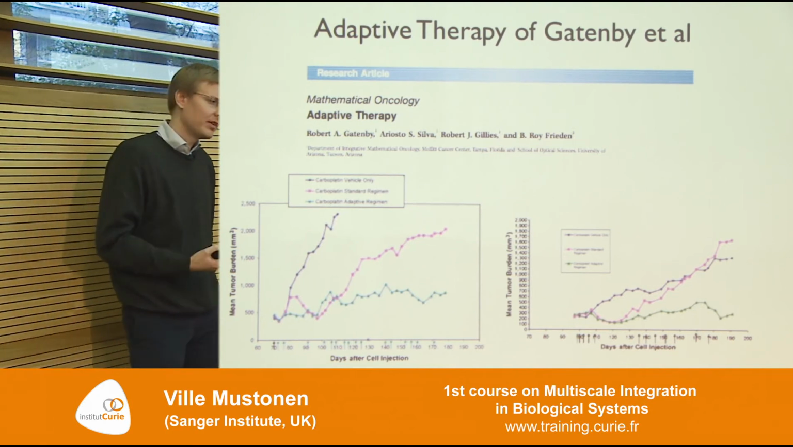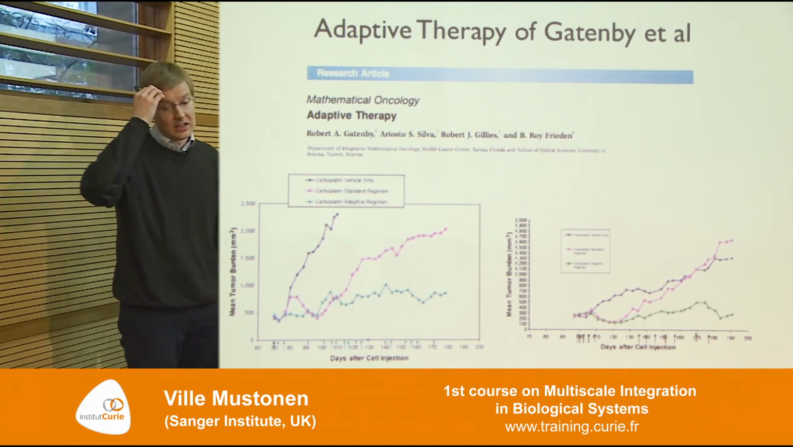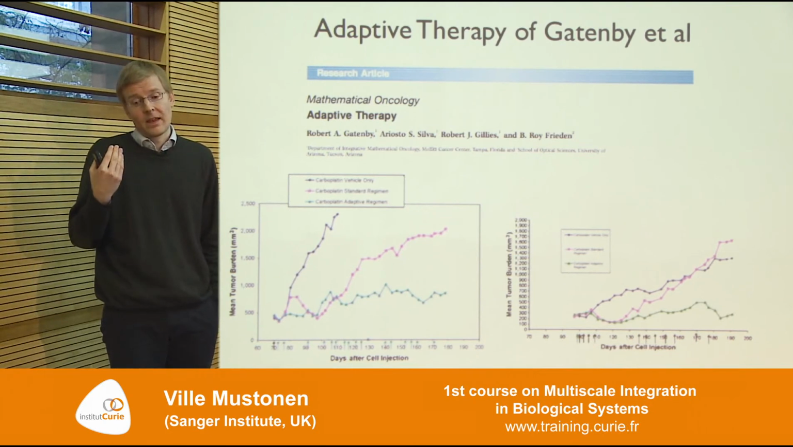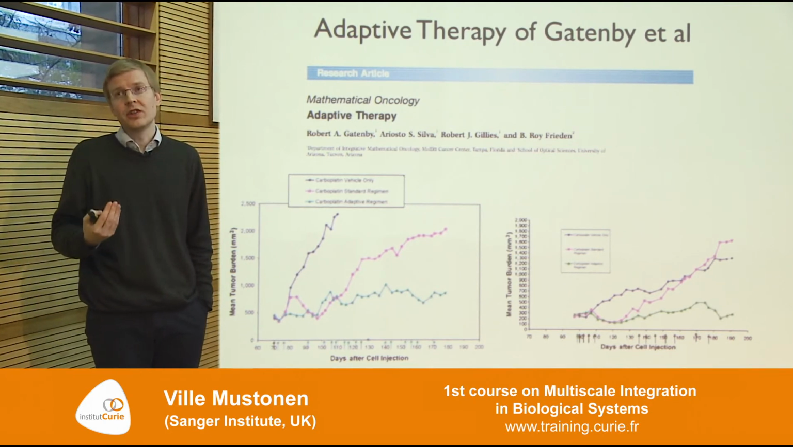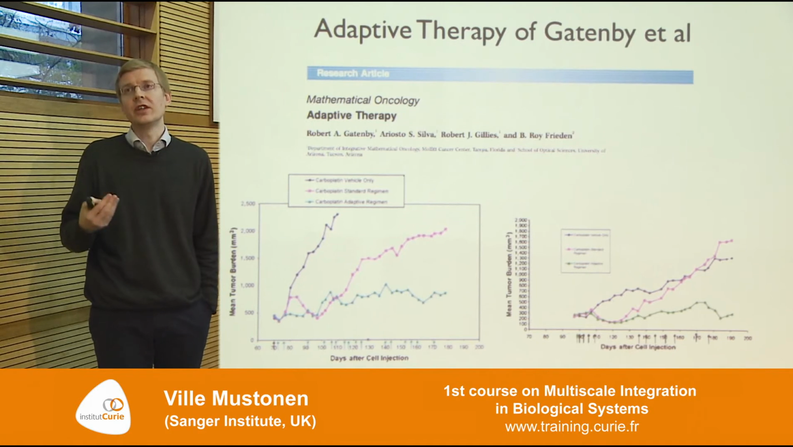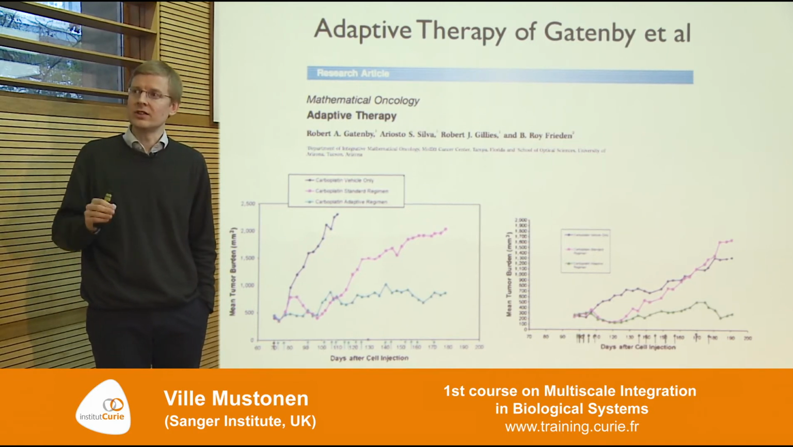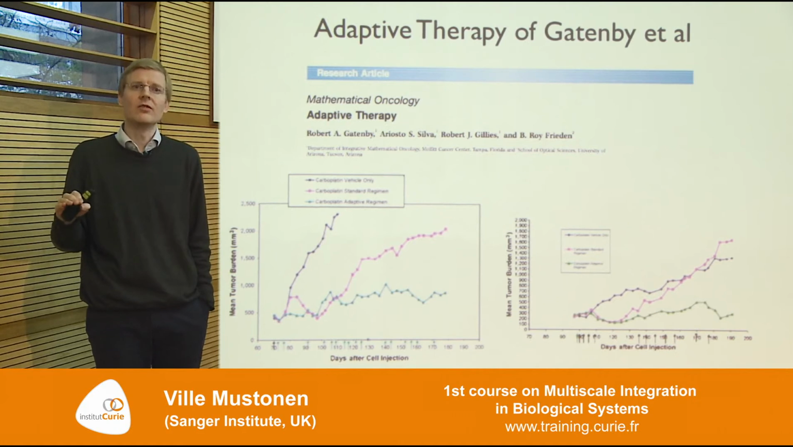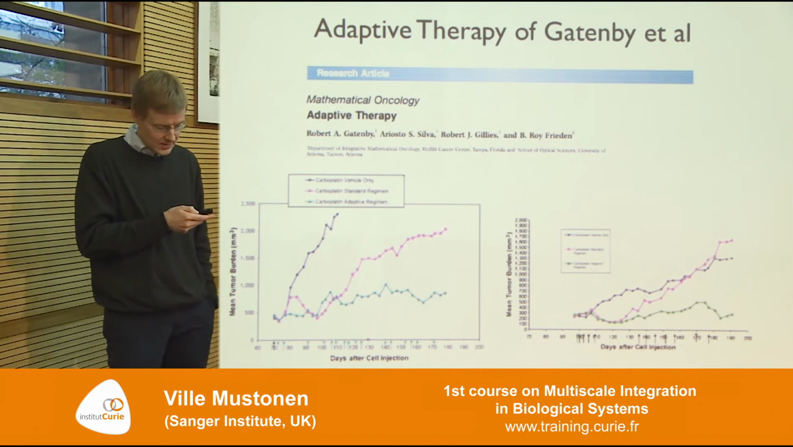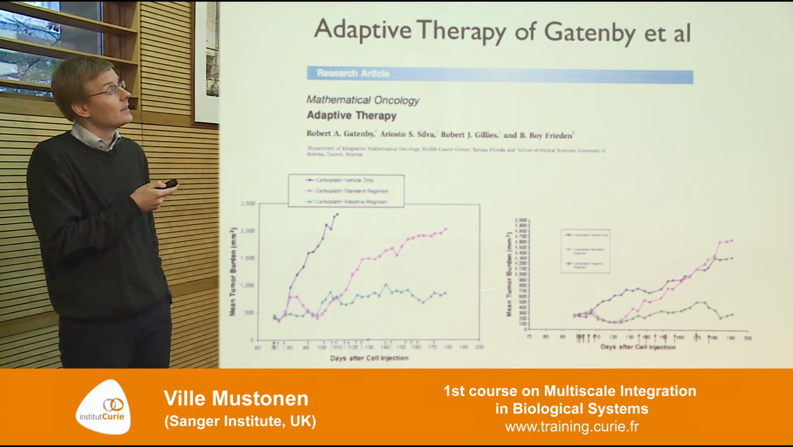And the adaptive regime is essentially when the tumor increases in size, you increase the dosage. When it's shrinking, you decrease the dosage. And your goal is to maintain some tumor population size. You are not even trying to kill it. And that's the green line.